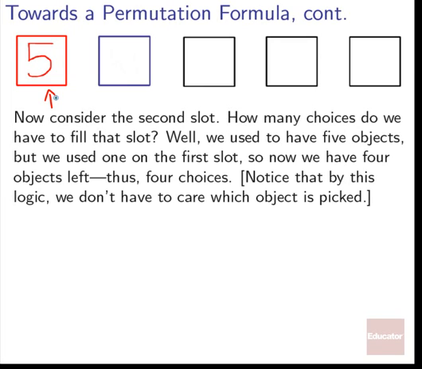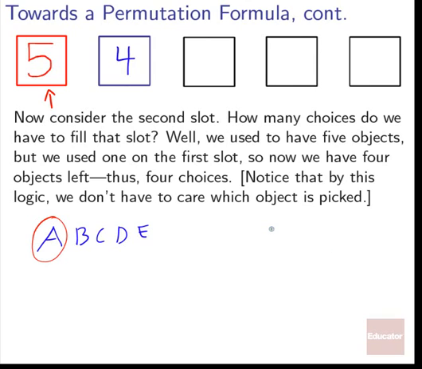Now notice, by this logic, we never actually mentioned which object got picked, just that we used some object, so we don't have to care what object is picked. Let's really drive this home. So consider if we had A, B, C, D, and E. If we had chosen A to go into that first one, well, then we would have B, C, D, and E for this box here, so we would have four possibilities for that box.